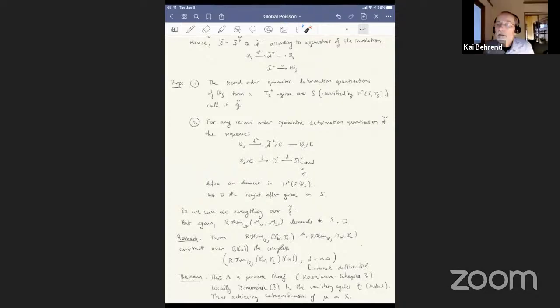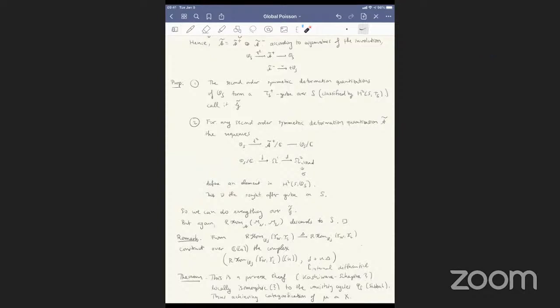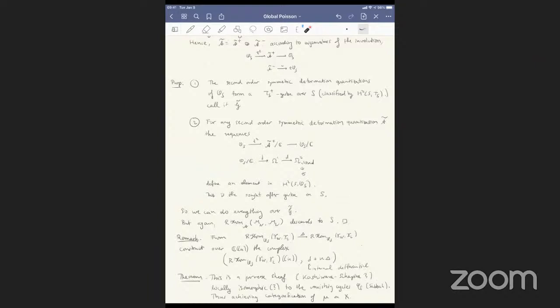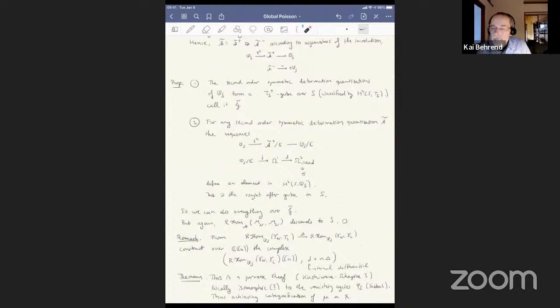Oh, there's a question already. A question in the chat: how does this notion of distinguished quantization relate to the works of Kashiwara and Shapira? I thought the latter work provides a full formal quantization of upsilon L.